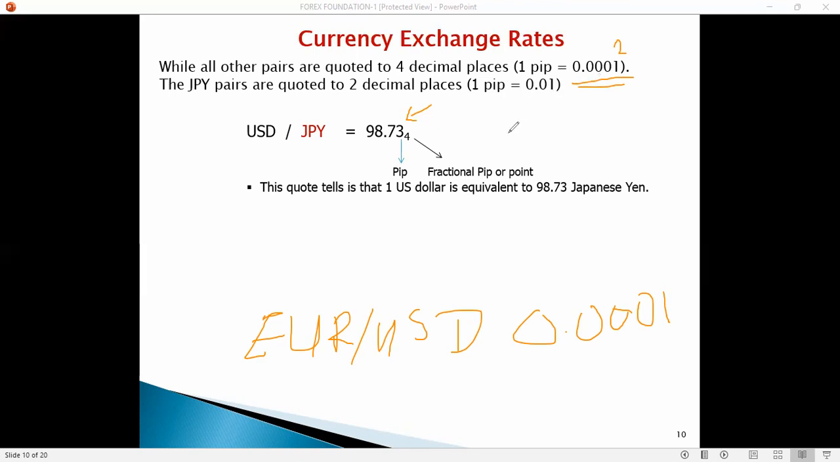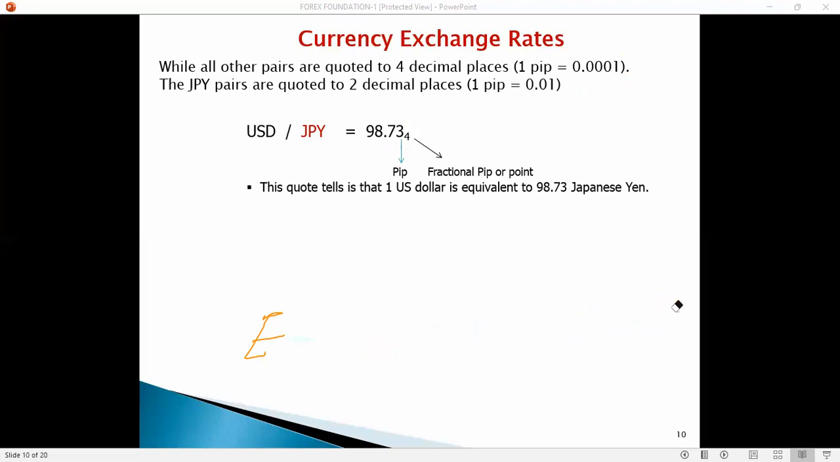But for any JPY pairs at all, AUD JPY, USD JPY, GBP JPY, Euro JPY, NZD JPY, you will find them quoted in 2 decimal places, which means after the first number that you're going to see right here, the next 2 numbers are known as the 2 decimal places. So the second number right here is known as the pip. All right, I think this one is perfectly drawn. Let me clear all of this. Okay. So now let's move ahead.